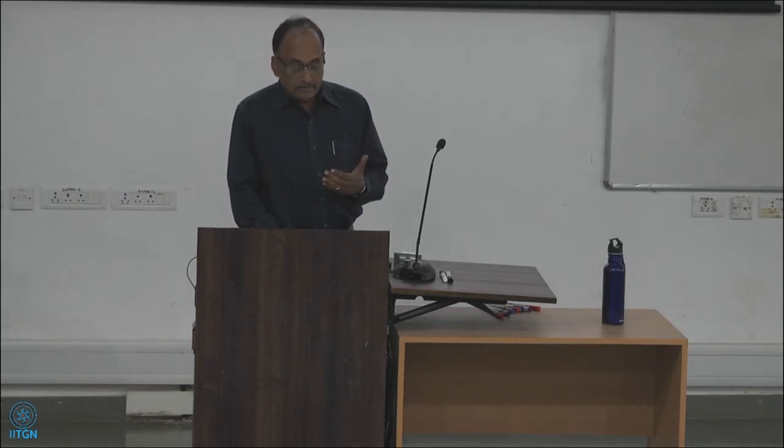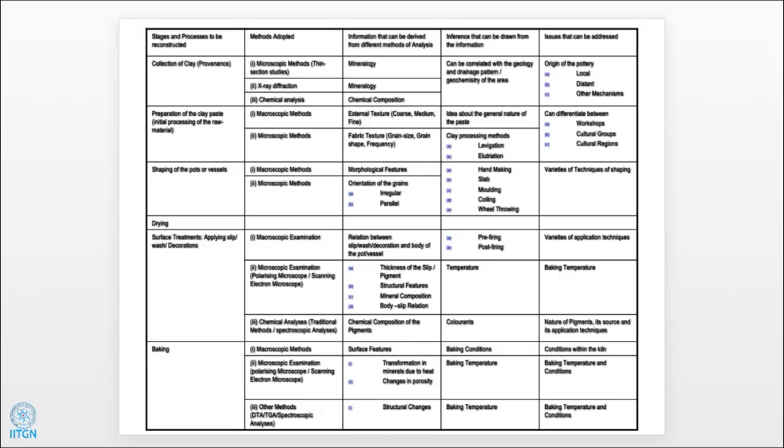Yesterday when I was telling you about the different stages of ceramic manufacture, I said that there are different stages, that is from collection to preparation and shaping of the vessels, then drying it and applying different types of slip or wash or giving different types of surface treatments, and baking. These are all the ones that are given on the left hand side. And the methods adopted to study that, such as microscopic methods like thin section analysis using a polarizing microscope, X-ray diffraction, and then chemical analysis. That is for collection of clay.